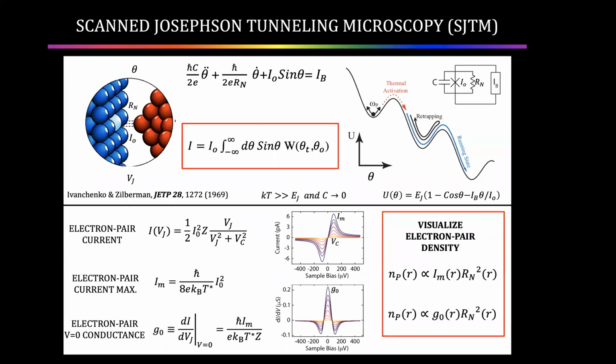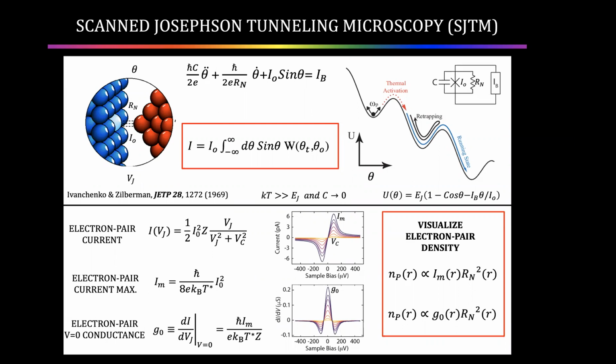So now to make a microscope, what we want to do is measure the condensed pair density as a function of location. We're going to do that by measuring the maximum of the pair current as a function of location, and either measure this function or keep it constant, depending on the experiment. Or similarly, we could use the maximum in the differential pair conductance.